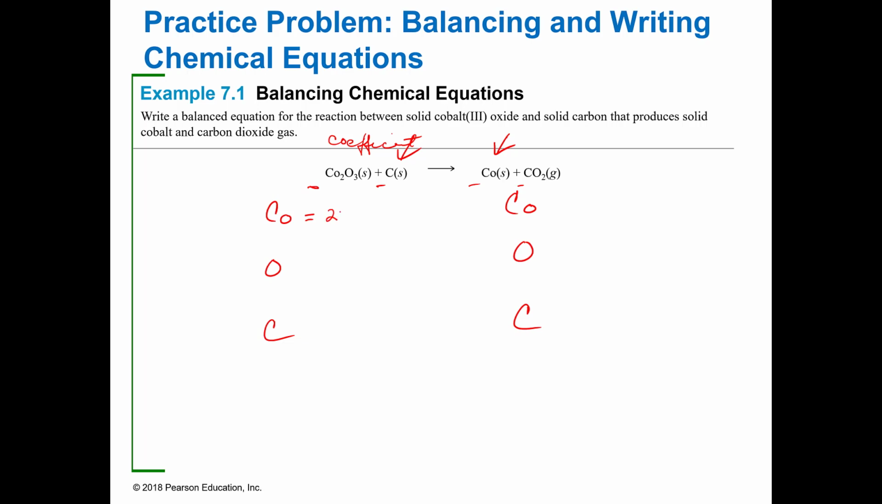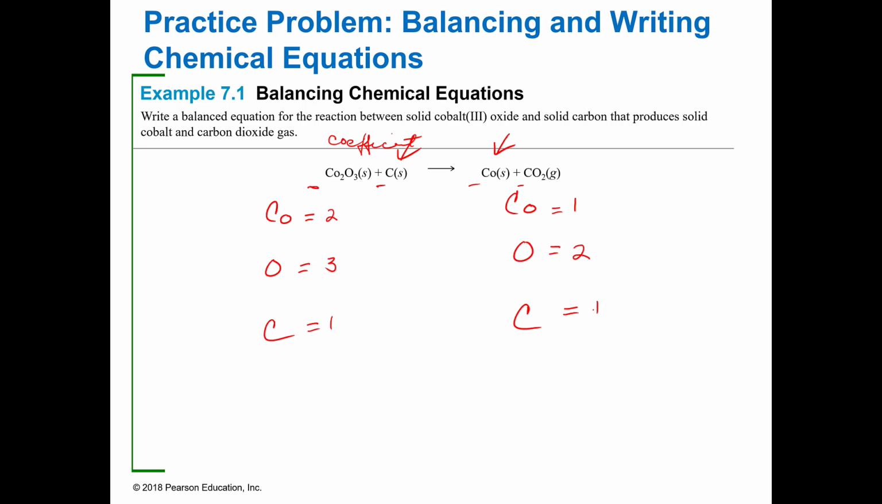I've got 2 cobalts on this side and 1 on that side. I have 3 oxygens on this side, and I have 2 oxygens on the product side, and then I have 1 carbon on the reactant side and 1 carbon on the product side. Now, when I look at this, these numbers are not the same, and they have to be the same. So what I'm going to do is multiply the entire molecule by a number to try to get these numbers to be the same.